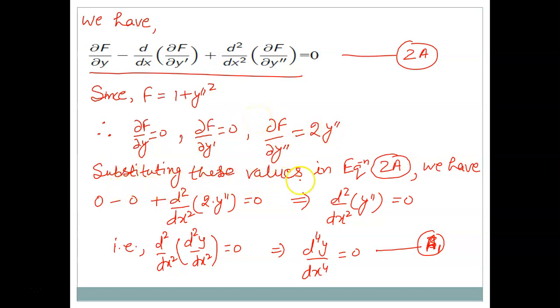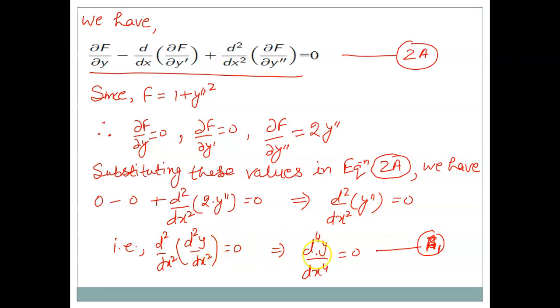Now substituting these values in equation 2a, this term is 0 and this term is 0, because ∂f/∂y' is 0. Then we have the value of this term only, ∂f/∂y'. So you can see that when you put this value, the equation reduces to this form. This is already a second order derivative. y'' stands for d²y/dx². If we simplify this, we get this term over here.